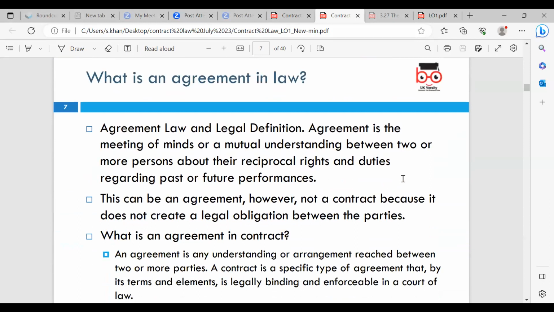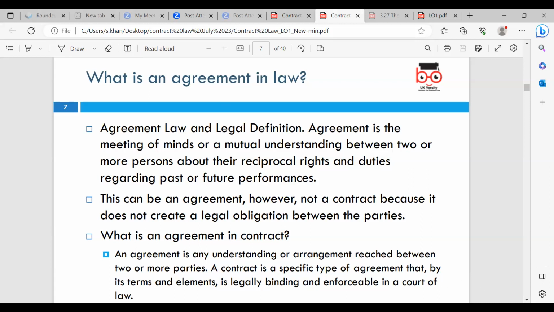What is an agreement in law? Agreement, law and legal definition. Agreement is a meeting of minds or a mutual understanding between two persons, as I mentioned earlier, about the reciprocal rights and duties regarding past or future performances. This can be an agreement, however, not a contract, because it does not create a legal obligation between the parties.